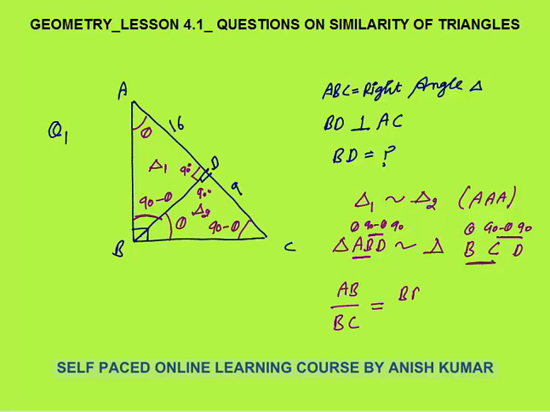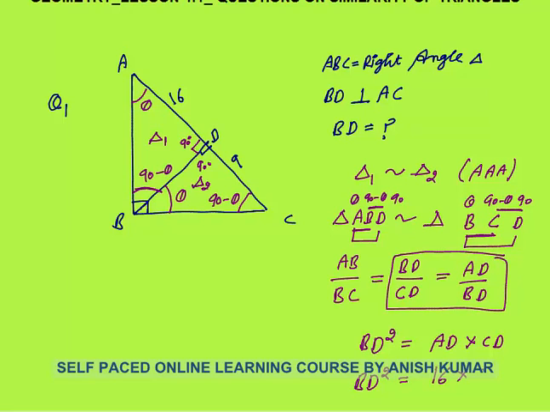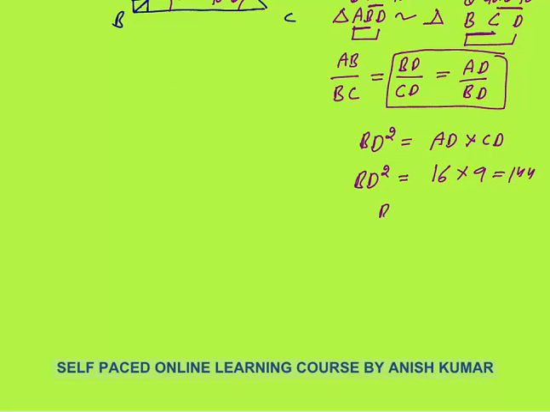So BD corresponding side would be CD. And first and third, A and D, first and third. AD will be corresponding to BD. Now what we need to calculate? We need to calculate the BD. Can we get BD? Now we can see that cross multiply, you will get BD square is equals to AD into CD. So BD square, AD we know that 16, CD is 9, this is 144. So BD will be 12, because 144 is 12 square. So BD would be equals to 12.